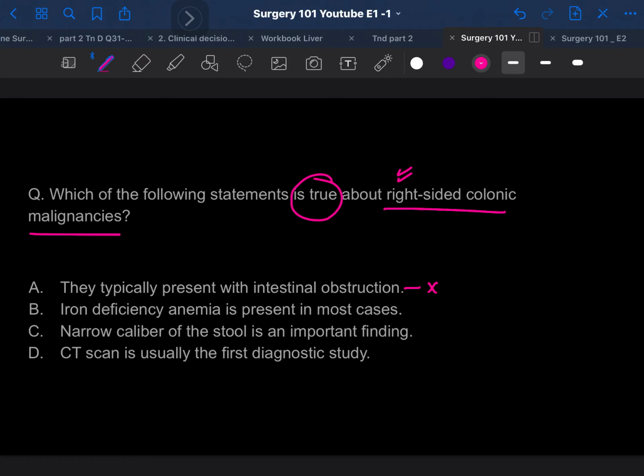Iron deficiency anemia as the presentation in most cases. Yes, it is a true statement. Narrow caliber of the stool is an important finding. Again, another thing, it is more common in the left-sided. And CT scan is usually the first diagnostic study.